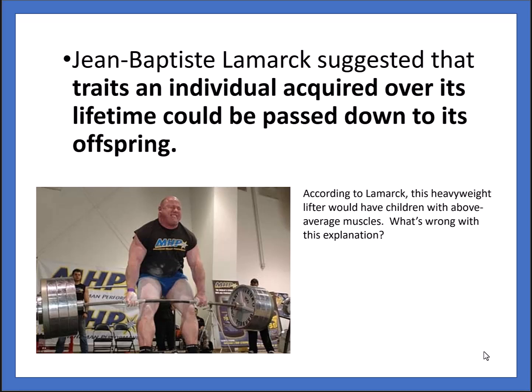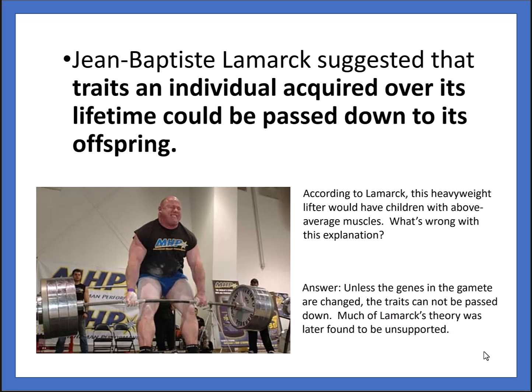What do we know is wrong with this explanation? So we know that this is not true for this specific weightlifting example. And the reason is because unless the genes in the gamete or the sex cells, sperm and egg, are changed, the traits cannot be passed down. He is not passing down all of the genes and all of the environmental influences on his body. He's just passing down the genes that are going to be transmitted through sex cells. So much of Lamarck's theory was later found to be unsupported.